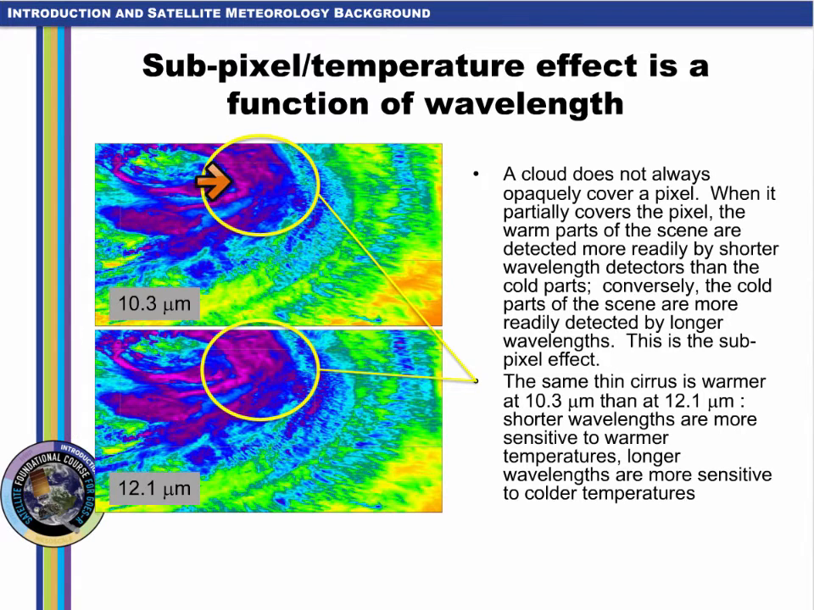Compare the extent of the purple in the rainbow enhancements, because the shorter wavelengths are more sensitive to the warmer temperatures, and the longer wavelengths are more sensitive to colder temperatures. Similarly, 3.9 microns is more sensitive to warmer temperatures than 10.3 or 11.2 microns.